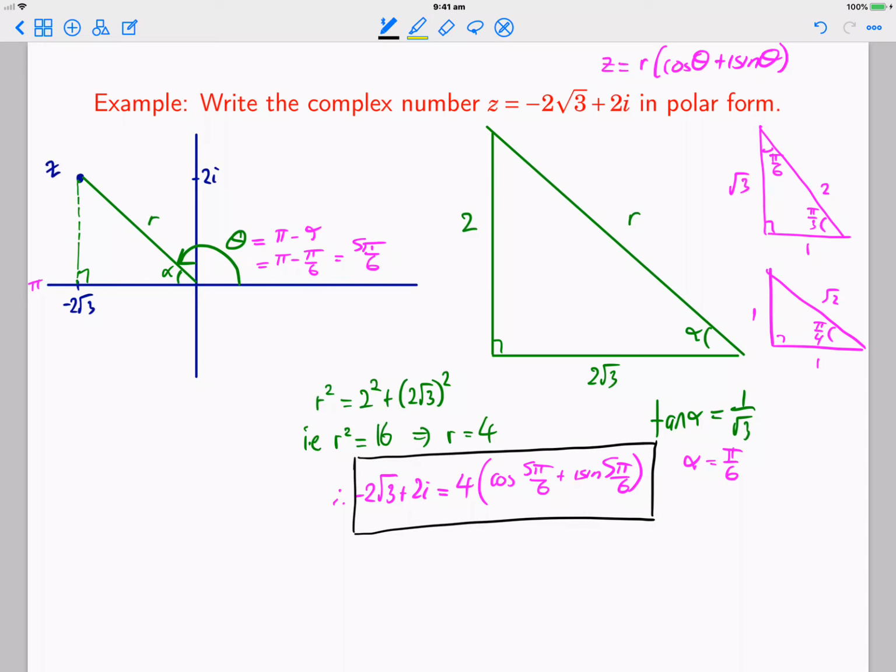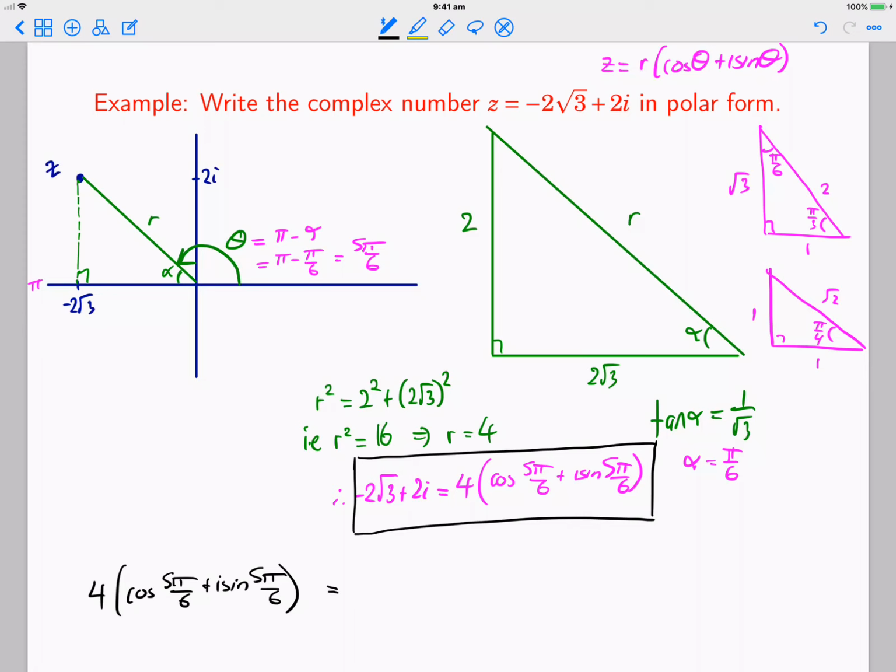So if you want to go the other way, let's say instead of giving us z in Cartesian form, they gave us z in polar form. Let's say they gave us 4 cos 5 pi on 6 plus i sine 5 pi on 6, and we wanted to convert this into Cartesian form. It's super easy. You literally just evaluate the cos and the sine. That's all that you do.